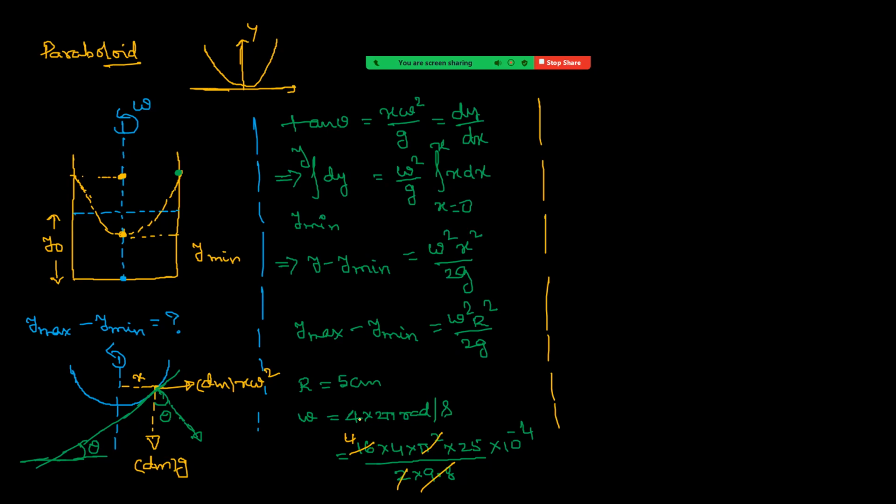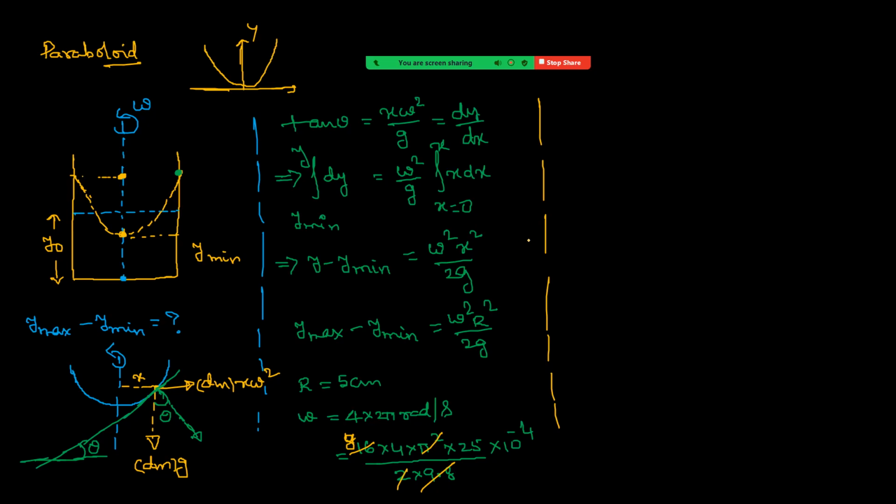Omega square, omega value 4, 4 into 2 pi, so 16, 2 square, 4 pi square. R value given 5, so 25 into 10 power minus 4. Omega square r square by 2g. Pi square and 9.8 cancel. Sorry, this is 8. This is 8. So 4 into 25 by 100, that is 800.